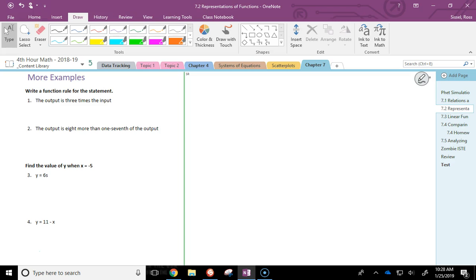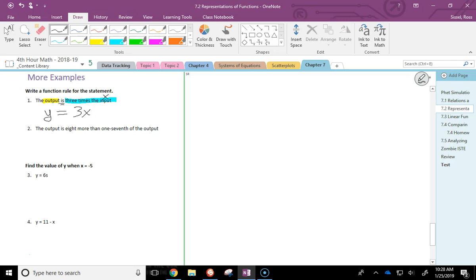So when I look at this, I'm going to see the output. What do I say for the output? What represents output? Y. So I'm going to say y equals 3 times the input. Input is what letter? So how do I show 3 times the input? So 3 times x. Brett, you first, so that's how I'm going to give you the point.